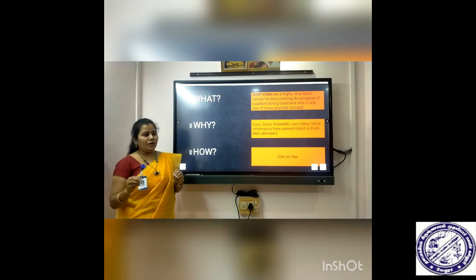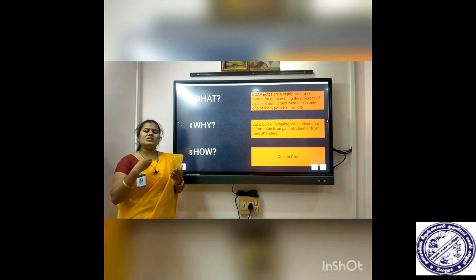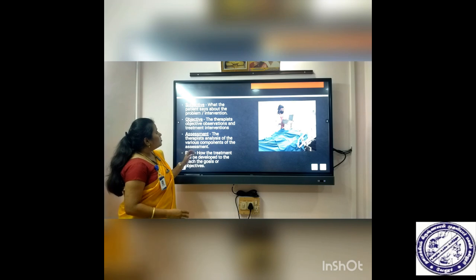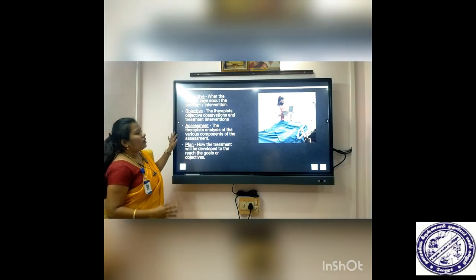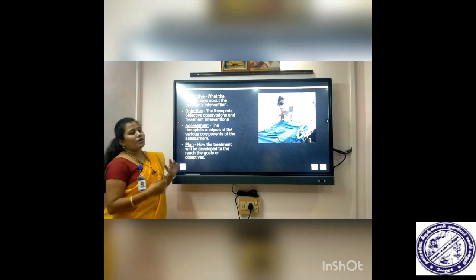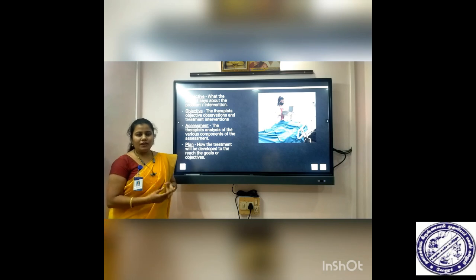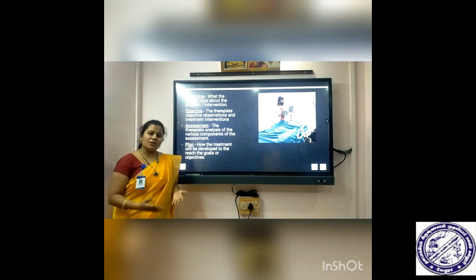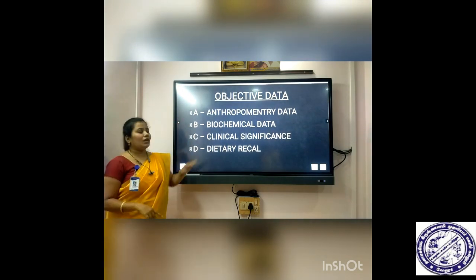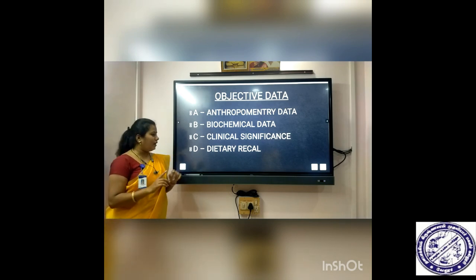SOAP is a very reliable assessment tool, and it is done in a one-on-one session. We can get the information directly from the patient or from the attendant. Coming to the complete SOAP objective, as I said before, it is subjective, objective, assessment and plan. With the subjective, we get an interaction between the patient and the client, and we derive the information regarding the past medical history. In objective, we have four categories: anthropometric data, biochemical data, clinical significance, and dietary recall.